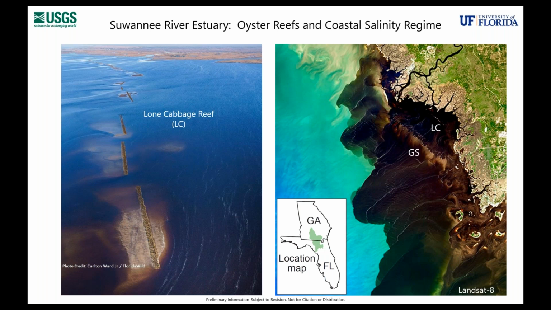This relationship is hypothesized for reefs in Suwannee Sound on the Gulf Coast of Florida, which is shown in the photos here. And large-scale restorations such as Lone Cabbage Reef shown on the left may be effective tools for managing estuarine habitat.